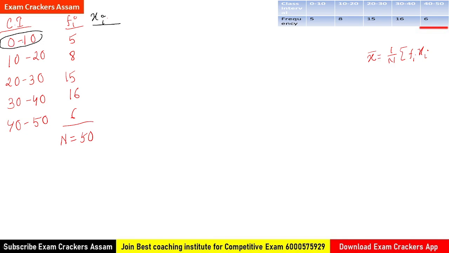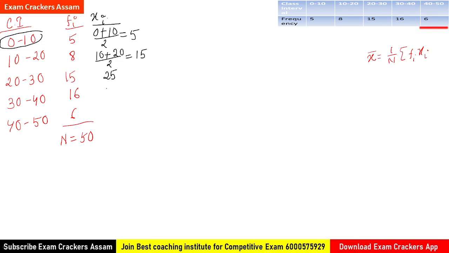So for practical purposes they generally consider the midpoint of the class interval. Here how will we calculate the midpoint? Upper limit plus lower limit divided by 2, right? So this is your 5. So x1 is 5. Similarly 10 plus 20 divided by 2, that is your 15.